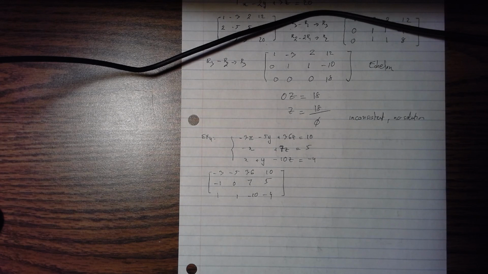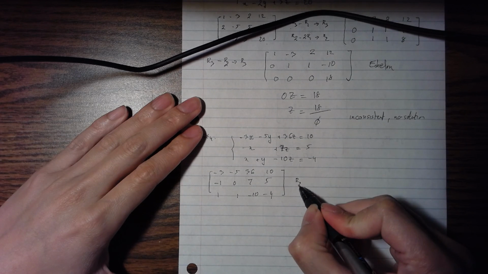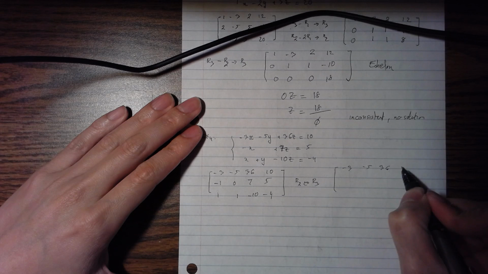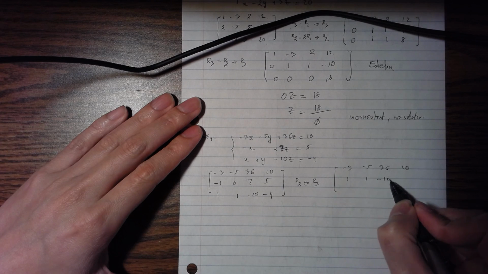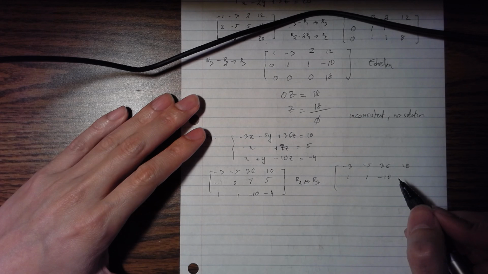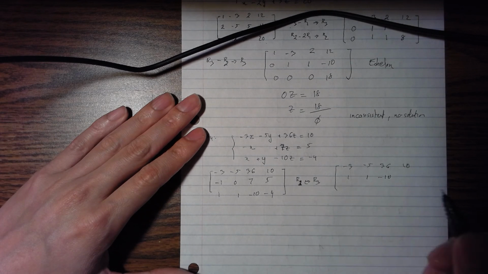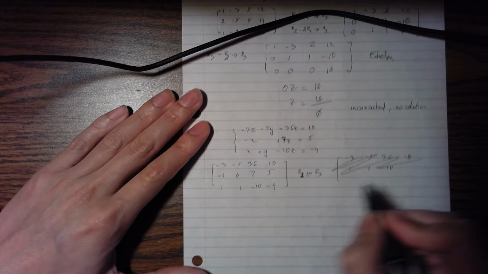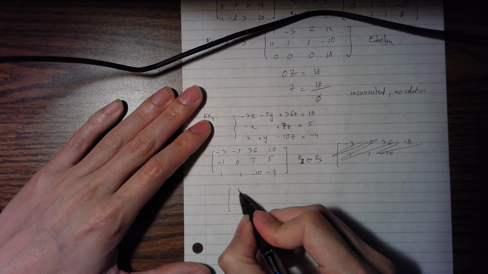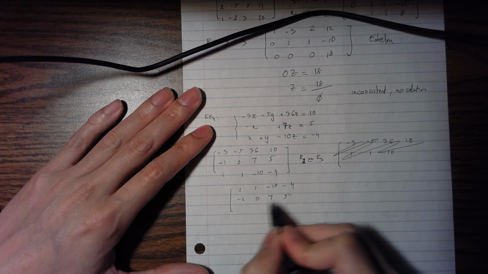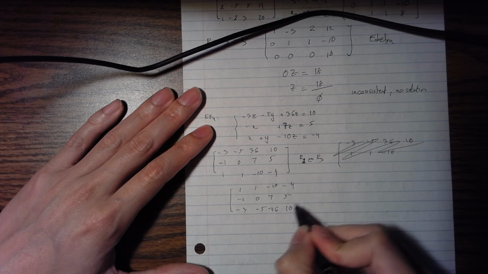Okay. So let me interchange R2 and R3 so that you have -3, -5, 6, 10. Or let me change R1 and R3, that's better, so you have 1 here. So R1 and R3 is better. So you have 1, 1, -10, -4, then -1, 0, 7, 5, then -3, -5, 6, 10.